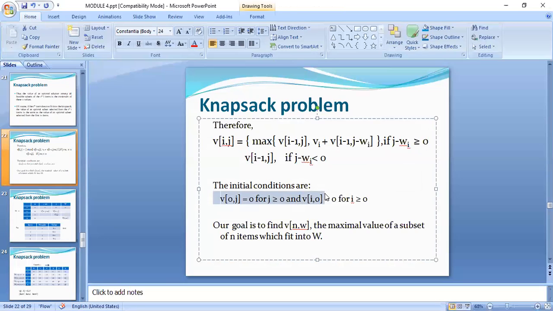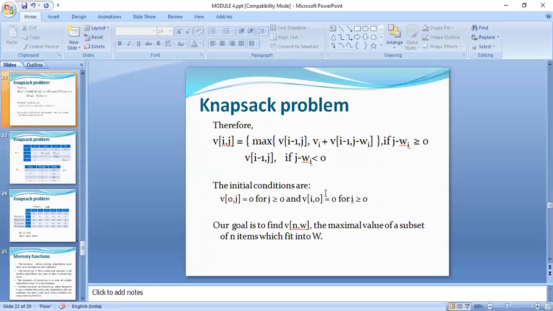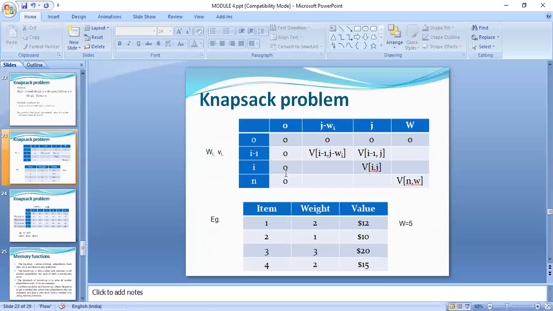There it was D0 and W0 was the initial value, but here you have to find out like binomial coefficient. We are saying that we have 0 comma i, j and i comma 0, both are 0. Your goal is to find V of n comma w. So you are finding it using the formula.